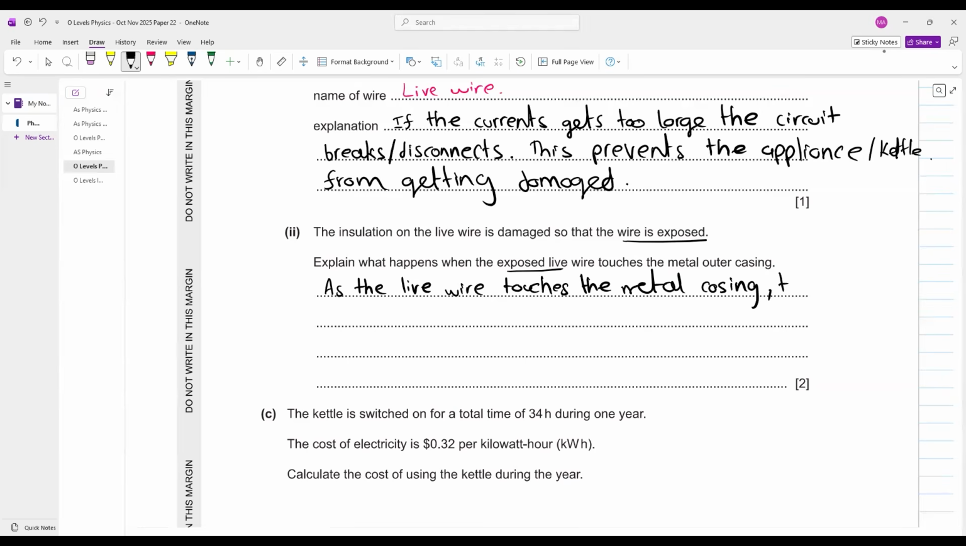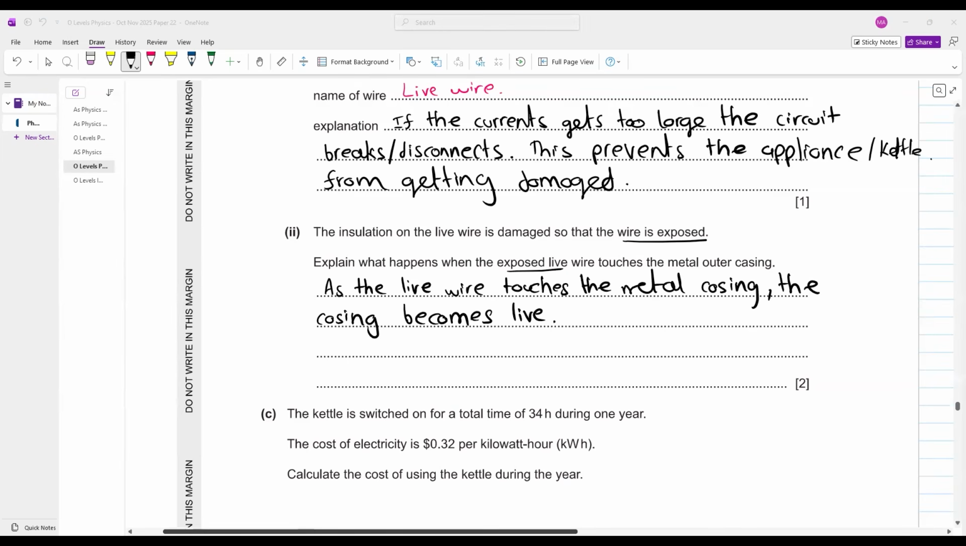The casing becomes live. और केसिंग लाइव हो जाएगी तो क्या होगा? What will happen? The casing becomes live, हो जाएगी तो क्या होगा?